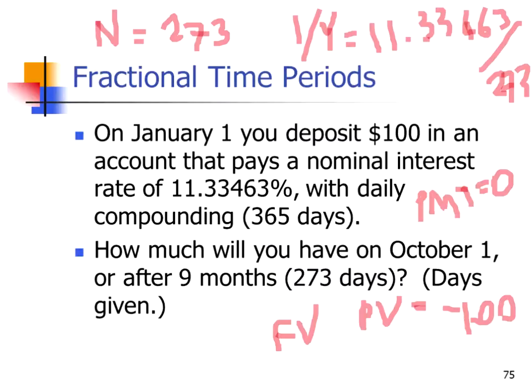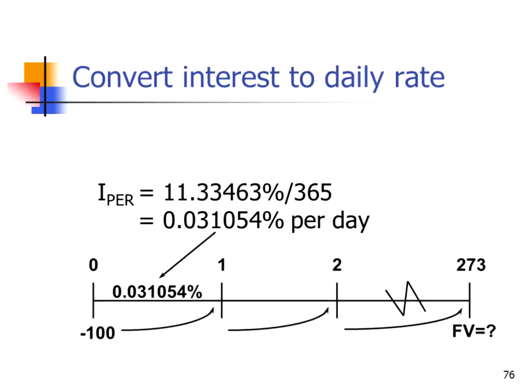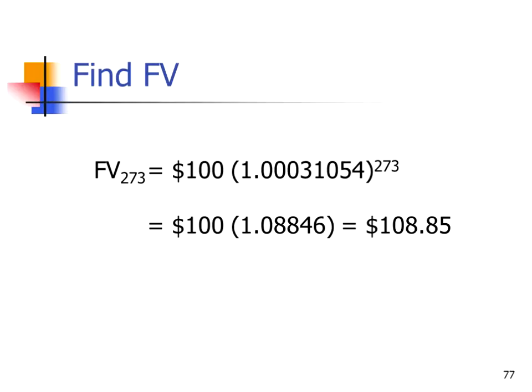So it'll be 11.33463 divided by 273. Number of time periods is 273. Payment is 0. Present value is -100 and type 0. See, something's wrong. That should be a percentage here. $112.